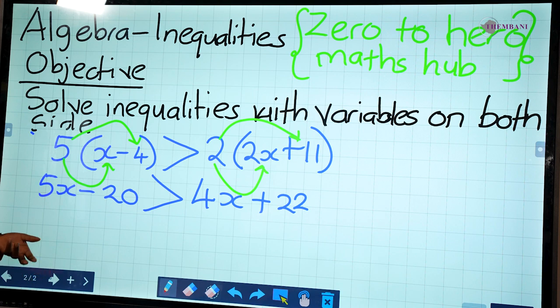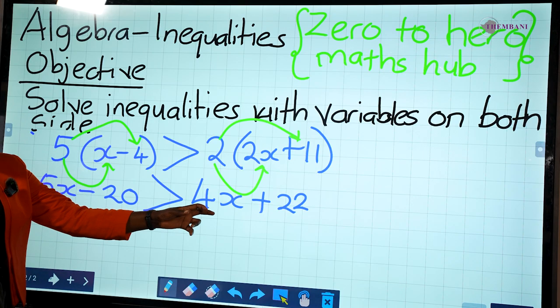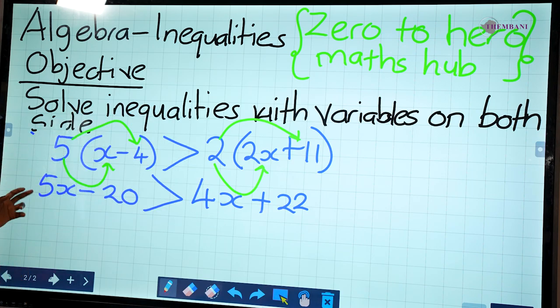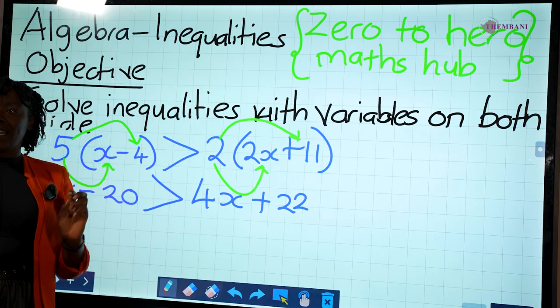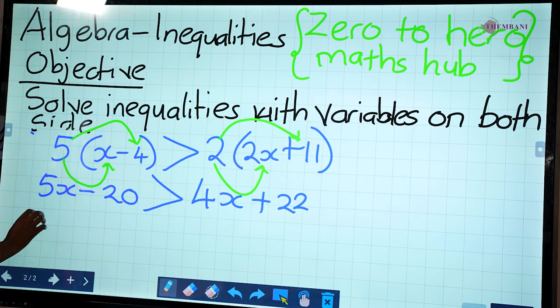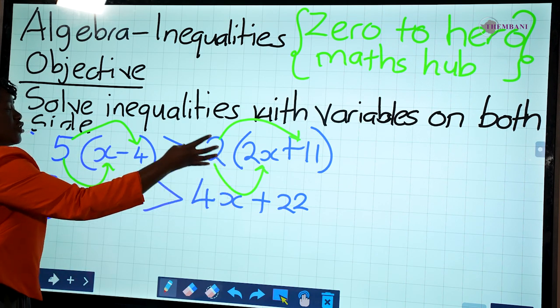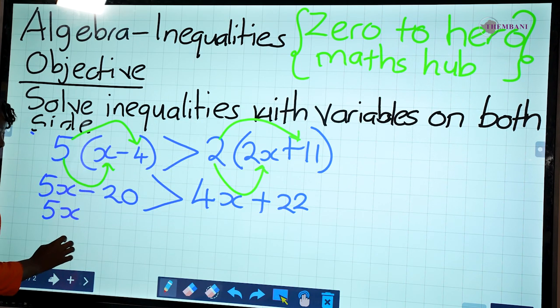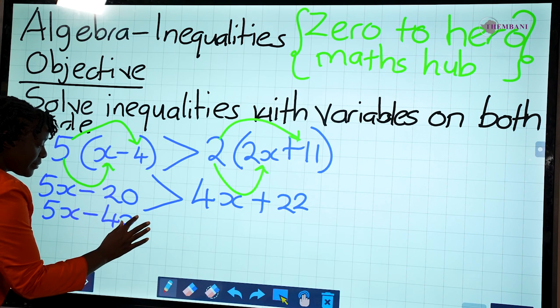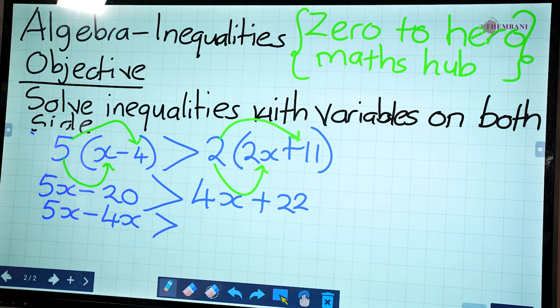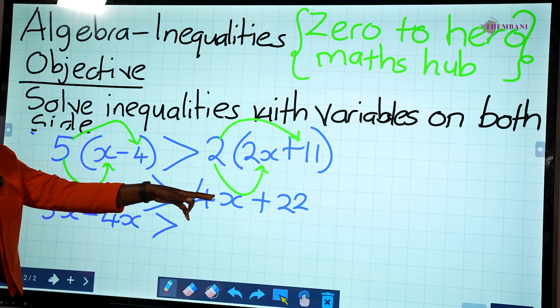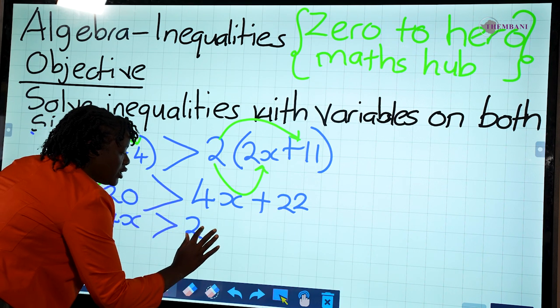From there, we do what we have managed to do just now, where we are grouping like and unlike terms. But in this case, I'm going to do it at the same time, where I'm going to move this 4x to come this side and also move this negative 20 to go to that side. What am I saying? I have my 5x, and this 4x crosses the inequality sign. It becomes a negative 4x. Then I put my inequality sign. Then that side, it means I'm now left with 22.